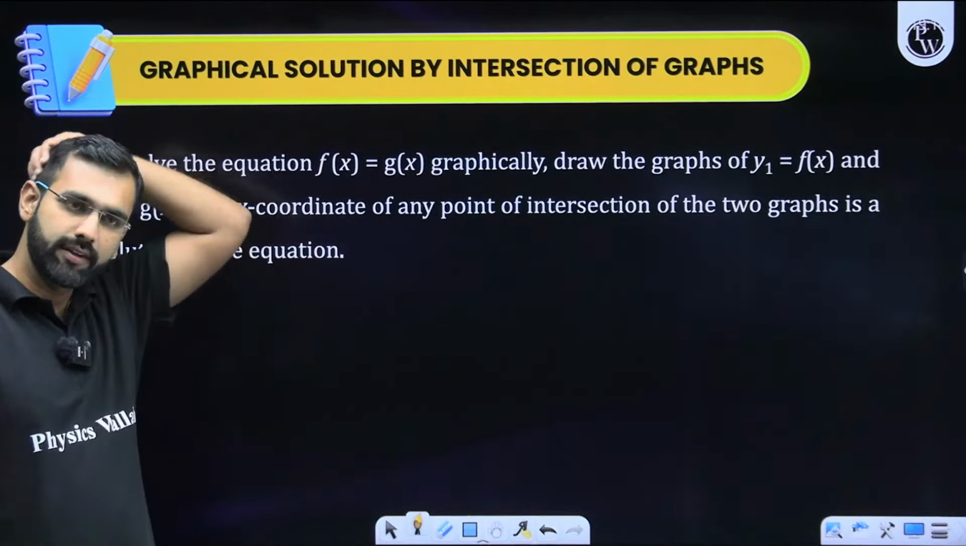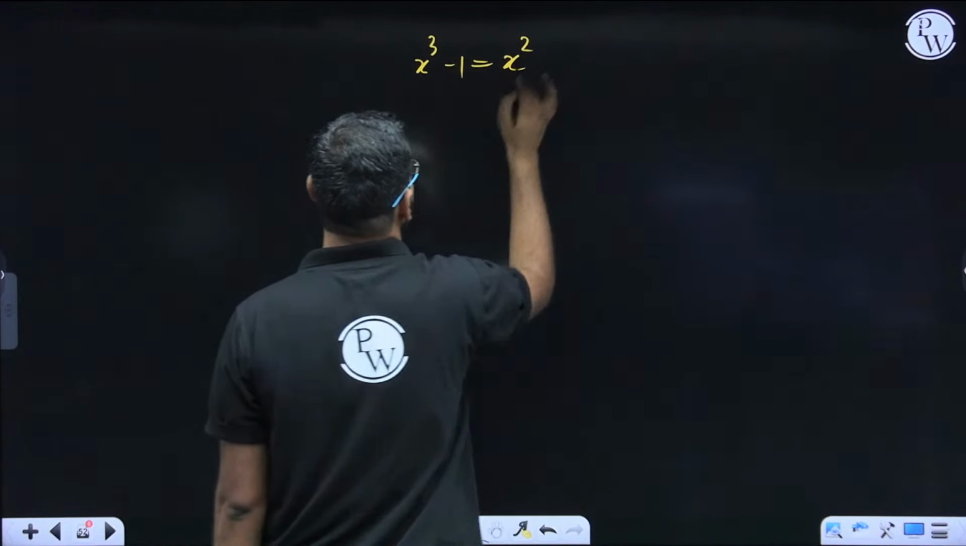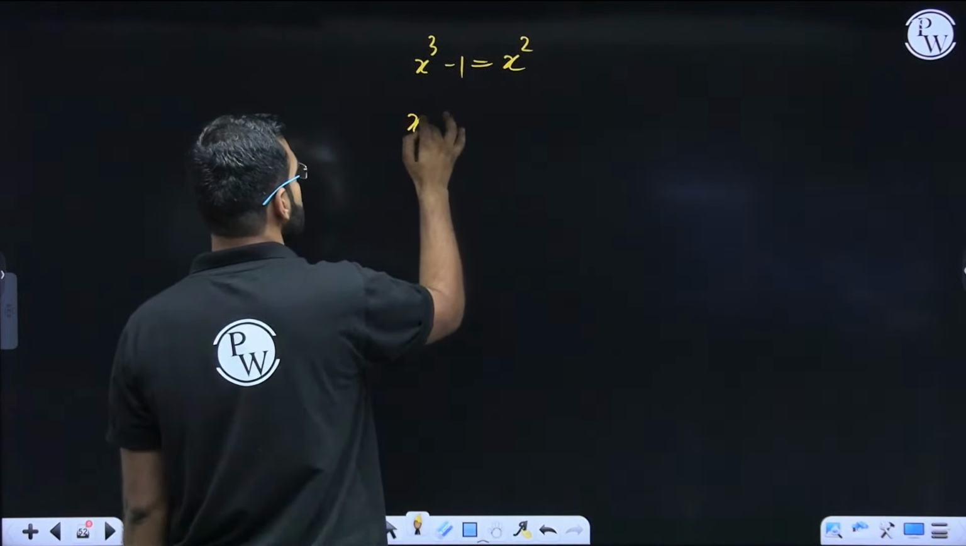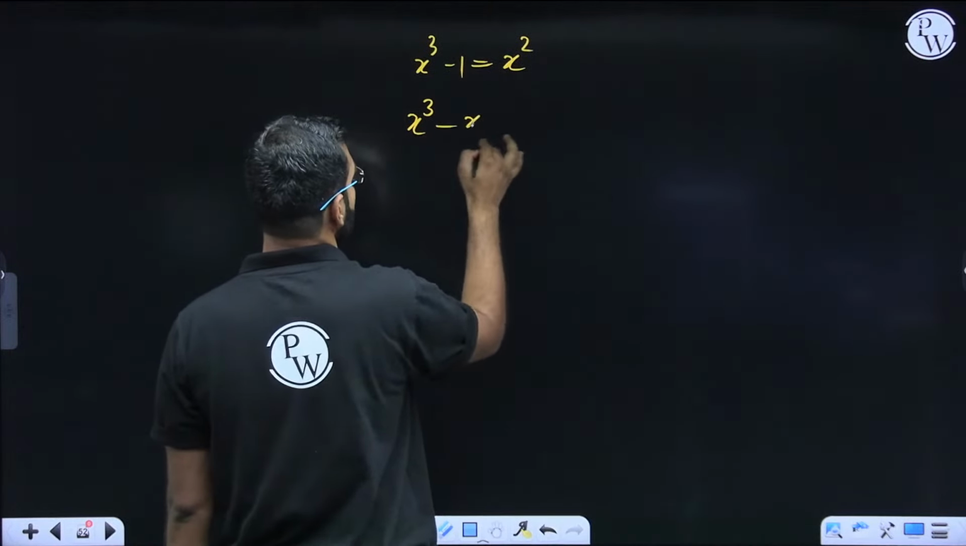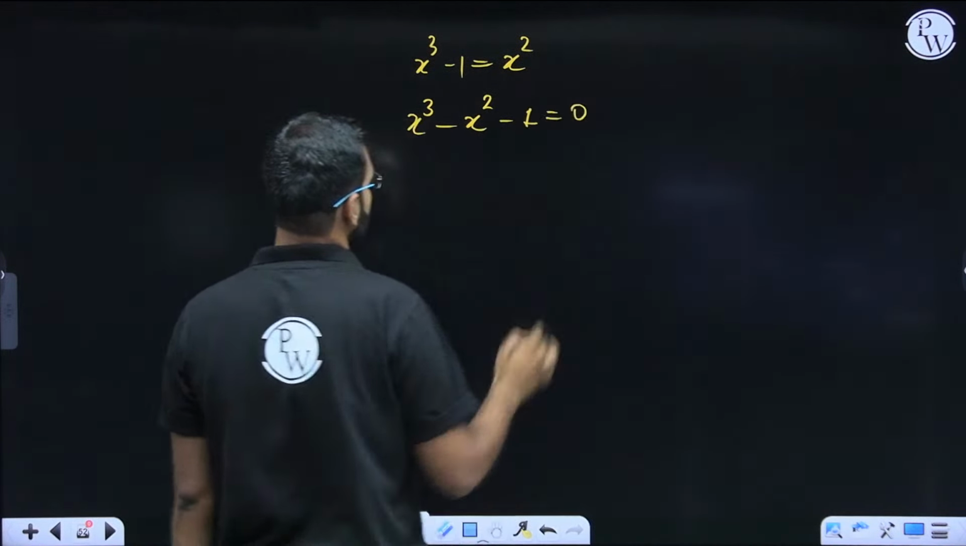From here, let's talk about this result. A lot many times what we do is we are asked to solve a question. And in that question, let's say I'm given a question x cube minus 1 is equal to x square. Technically, this is not how the question may look like. The question may look like x cube minus x square minus 1 is equal to 0. So let's say this is the question, right?